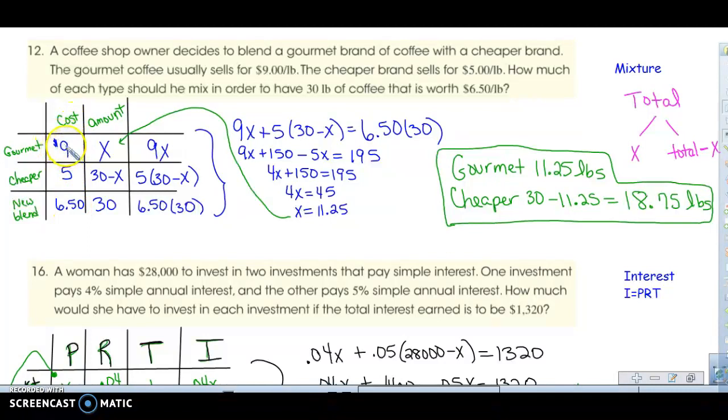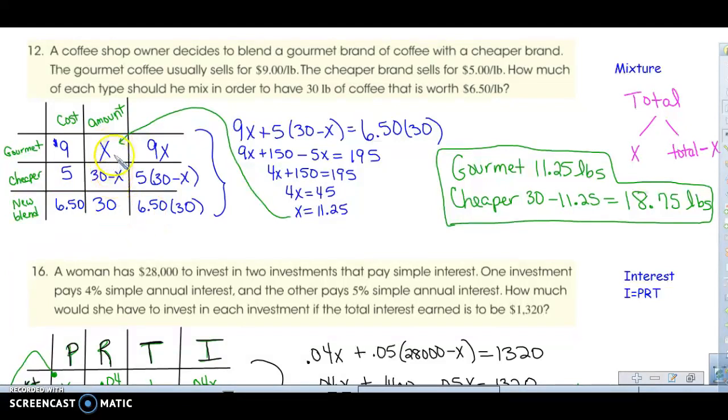I then read the problem over to find the details. Apparently it's going to be $9 a pound for the gourmet, $5 for the cheaper brand, and we hope to sell the new blend for $6.50 a pound. As you read through the problem again, you realize that in the end we want a total of 30 pounds of coffee. So the 30 goes down here at the bottom. We always put what we're trying to get at the bottom of the chart.